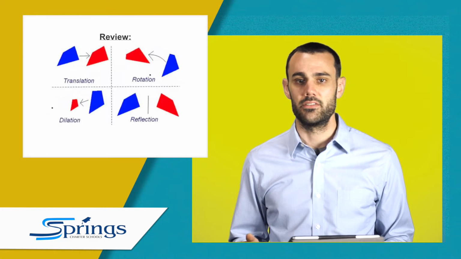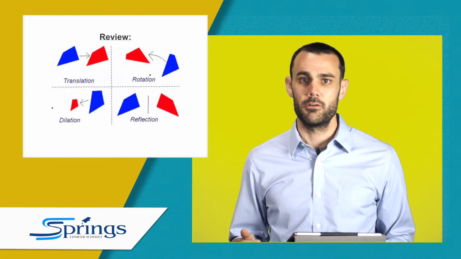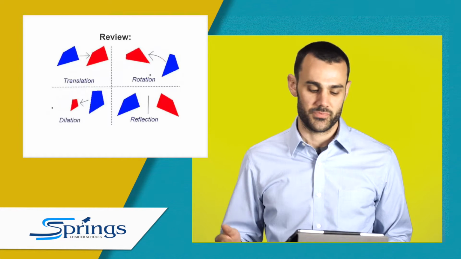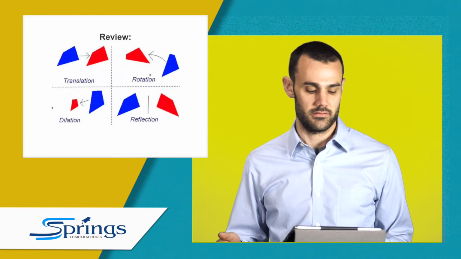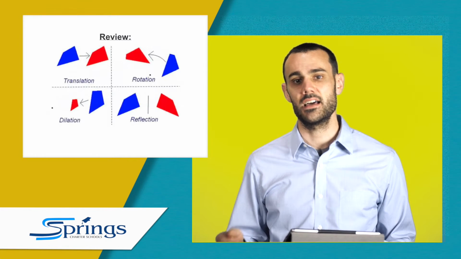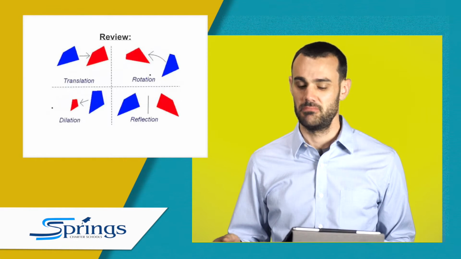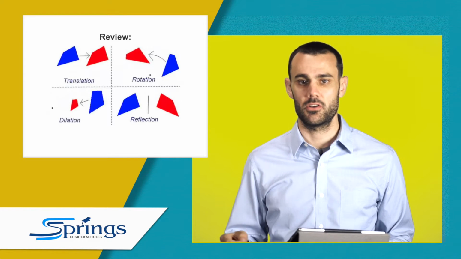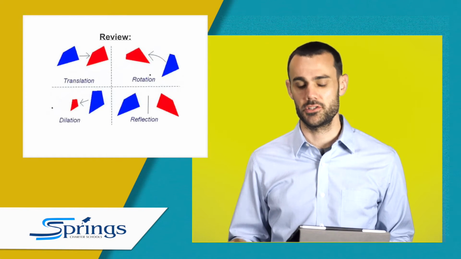Here's a great review graphic for you. I've broken down all 4 of these different types of transformations for you that you can easily copy down for some notes. So in review, a translation is when an image is sliding left, right, up, or down. Then a rotation is rotating around a specific point on a coordinate plane. Many times it's the origin.